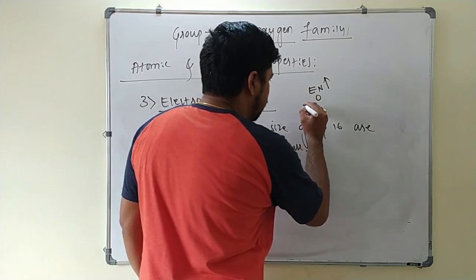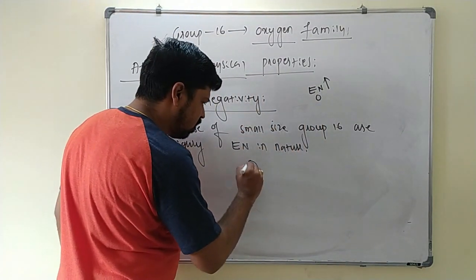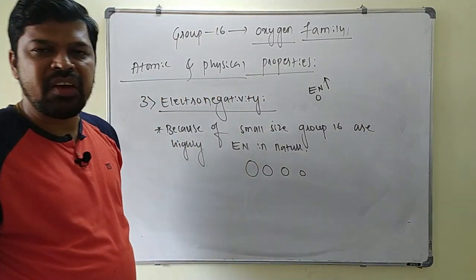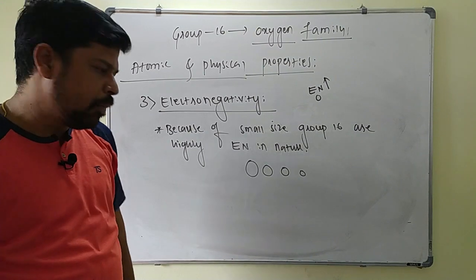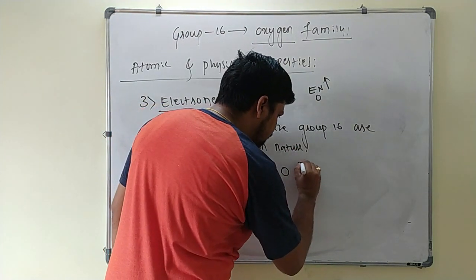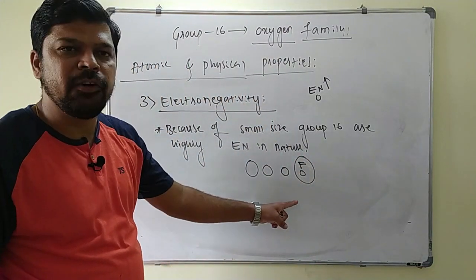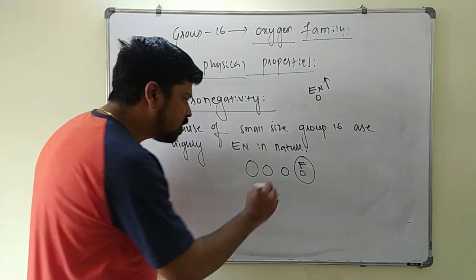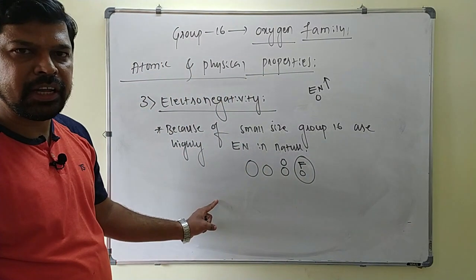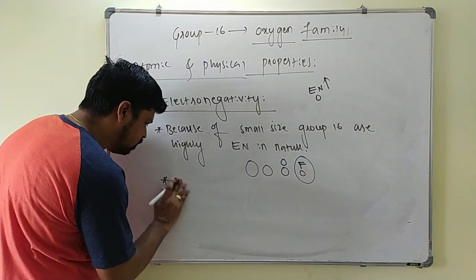Left to right, what happens? Atomic size is decreasing. Group 17 elements have the smallest size in the periodic table, and the first element in group 17 is fluorine, which has the highest electronegativity in the periodic table. Next to fluorine, oxygen is the second highest electronegative element in the periodic table.